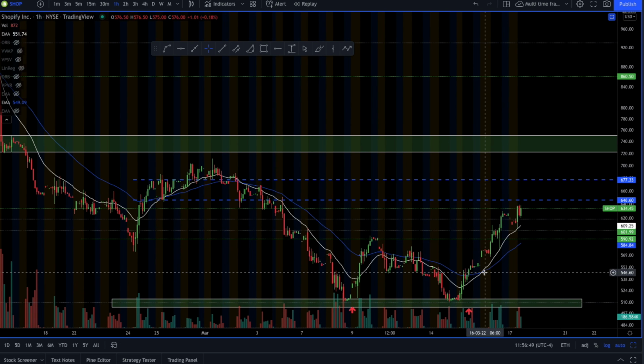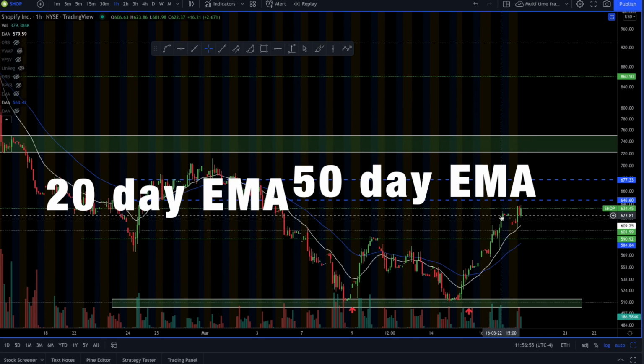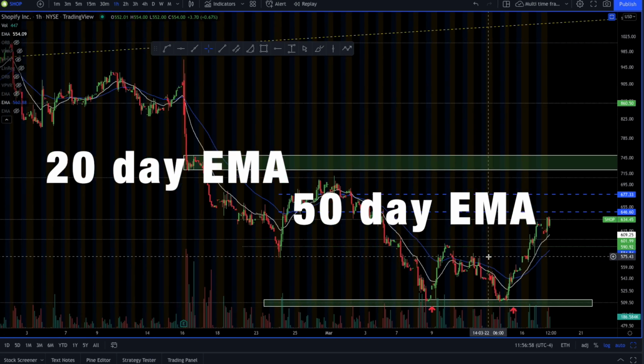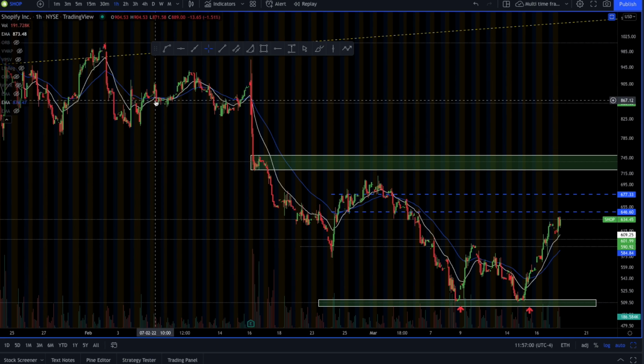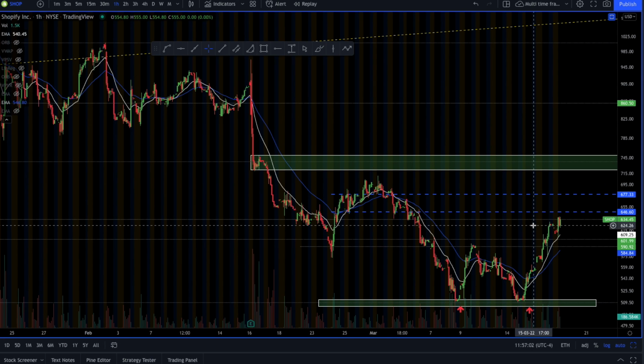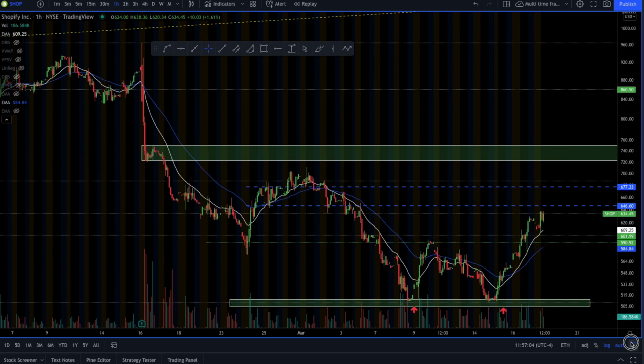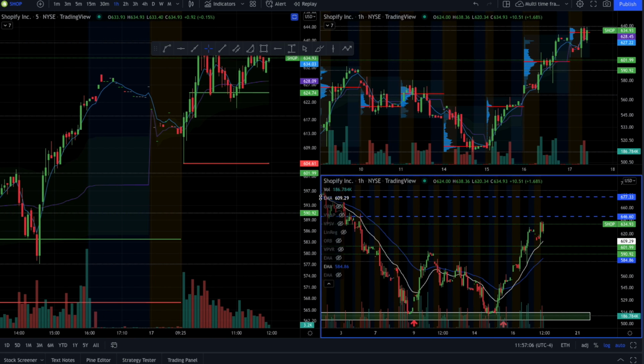We have the 20 crossing over the 50. So the 50 is the blue and the 20 is the white here, and it's crossing above. Okay, so it's a nice push up, right? So we can see every time it did cross above, it gave us a nice little play to the upside. Okay, so today we took a scalp on Shopify, and that's what I want to focus on.